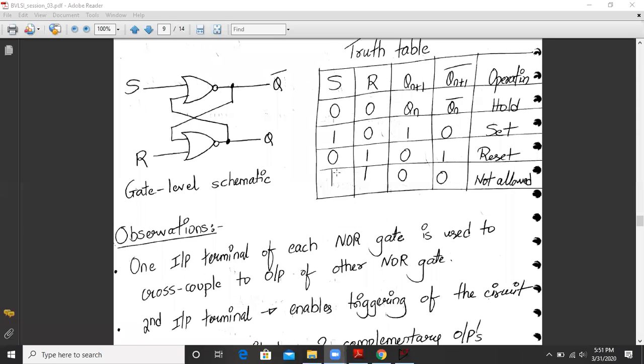When S and R are 1 and 1, let us consider my output Q to be 0. So this is 1, this is 0, so my Q bar will be 0. And whenever my Q bar is 0 over here, irrespective of R, this also becomes 0. So in this special condition, Q and Q bar are both becoming 0 at the same time, which violates the complementary working of the SR latch. So this state of my SR latch is called the not allowed or forbidden state.